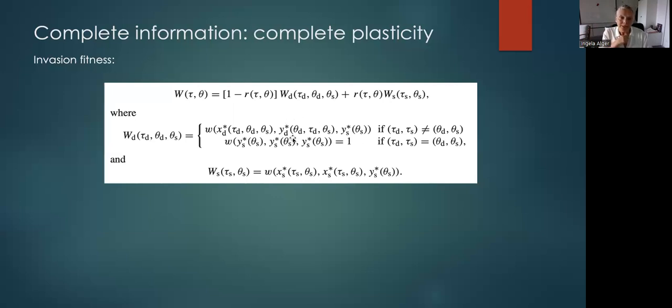But the resident equilibrium strategy when playing against a mutant does depend on theta S, because of what is being played in the population at large. However, in their immediate interaction, the resident then applies theta D. And the mutant applies tau D when interacting with a resident, but it applies tau S when interacting with another mutant. So that's what matters here.